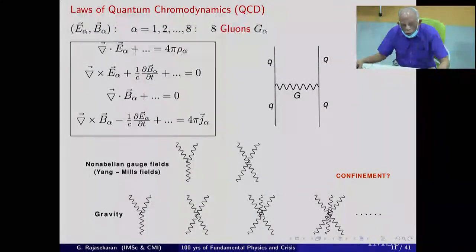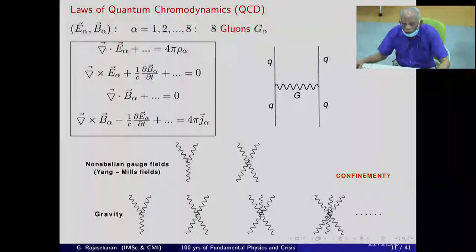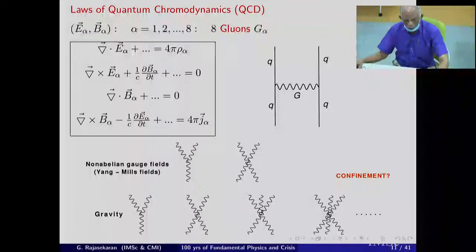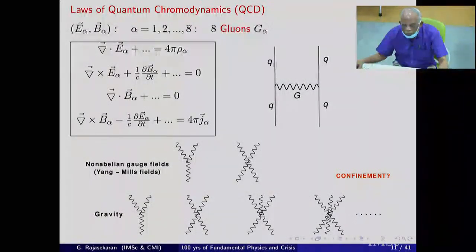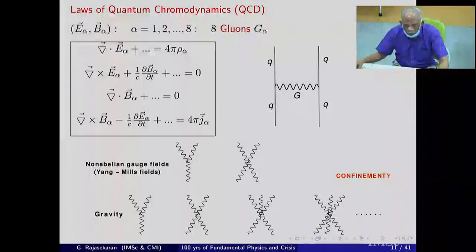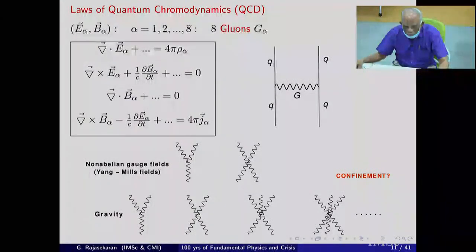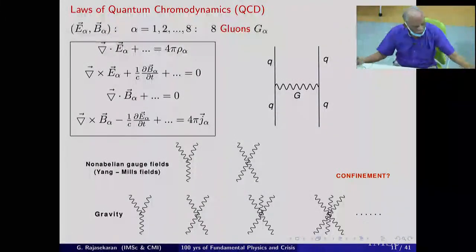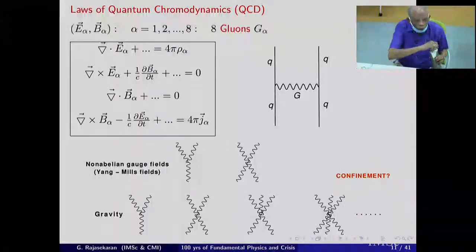Now, gravity, the gravitational field, or its quantum, the graviton, is a physical object, so it carries energy. And hence the quantum itself carries the corresponding charge, namely energy, and hence it should be self-interacting like Yang-Mills particles. The graviton can emit itself or absorb. There is a fourth order interaction.